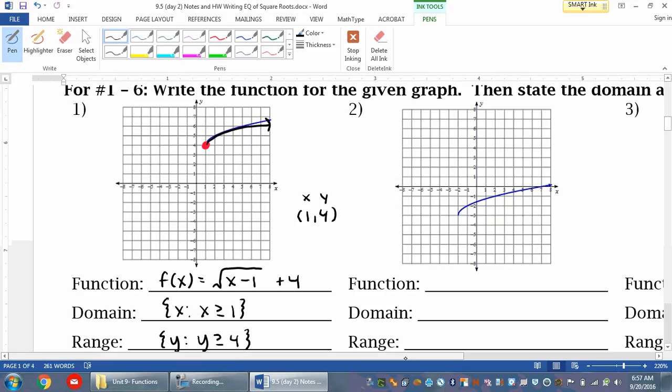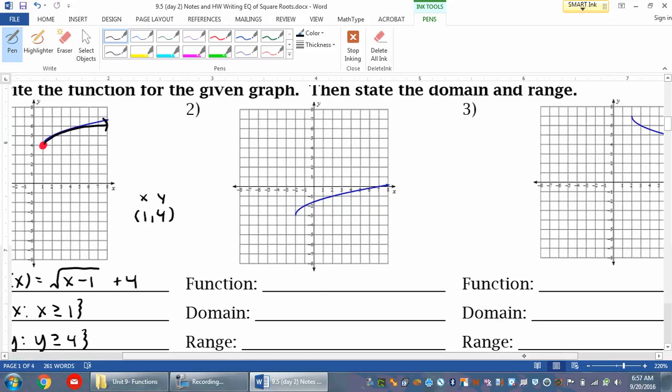All right, move on to number 2. Again, you notice that you have an eyebrow-shaped graph, so you're going to be writing a square root function. Let's label that initial point. That initial point is negative 2, negative 3.